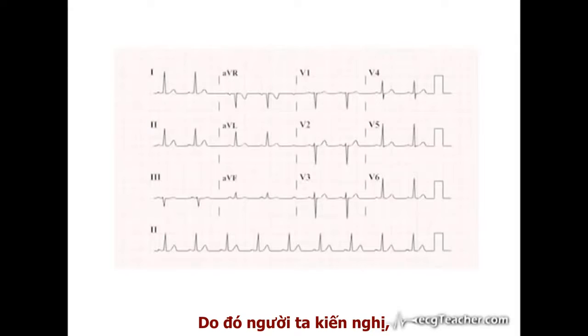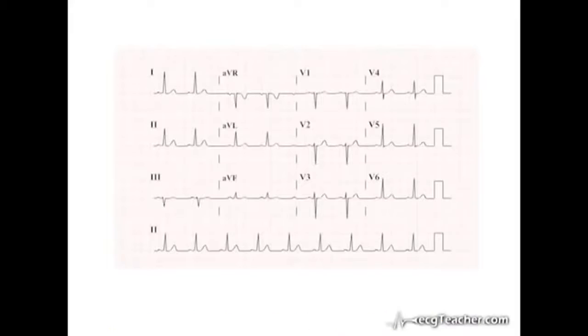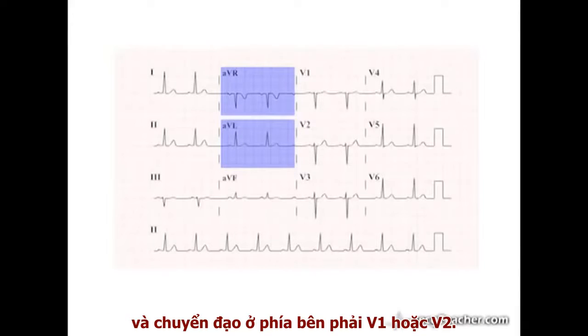It is recommended, therefore, that you analyze the QT interval in one of 4 leads: AVL, AVR, or one of the right-sided chest leads, V1 or V2.